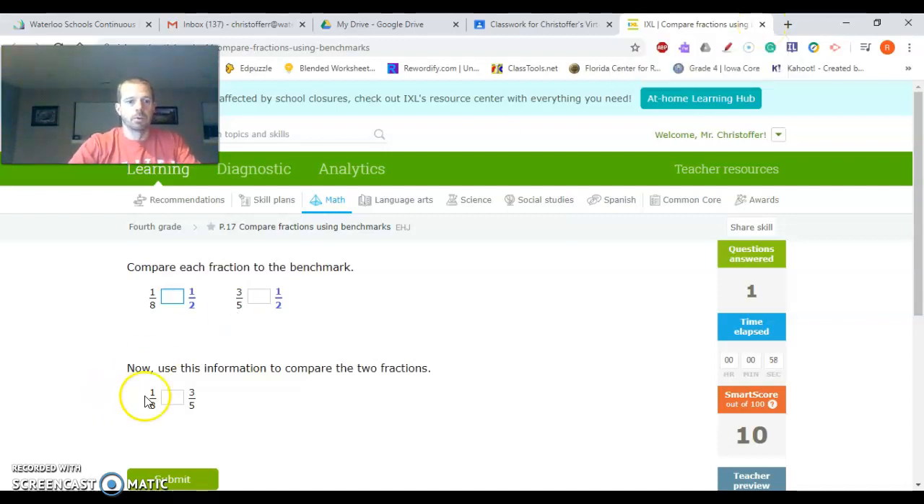And if you'd like, you could also cross multiply to check these, but you're still going to have to go through the comparing to the benchmark.